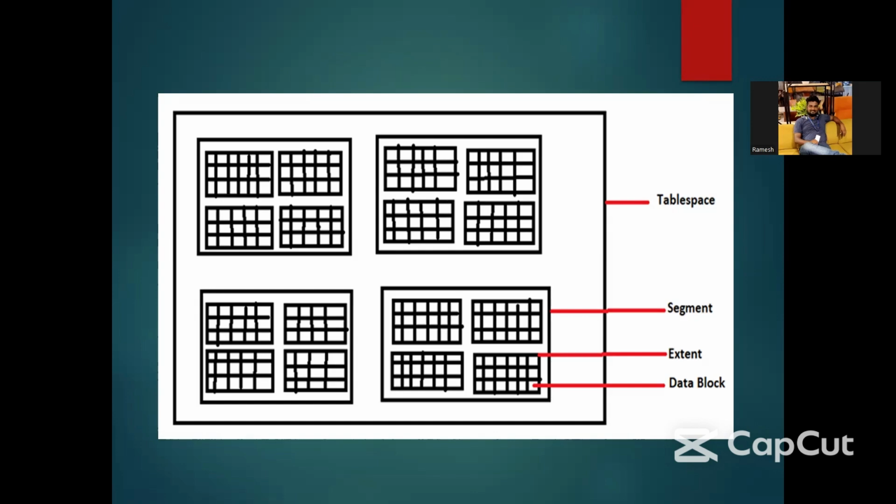Inside the tablespace, at a logical level, there are segments, and inside the segments there are extents. Inside the extent is a data block. So a tablespace is a collection of segments, a segment is a collection of extents, and an extent is a collection of data blocks. This is the hierarchy of the tablespaces at the logical level.